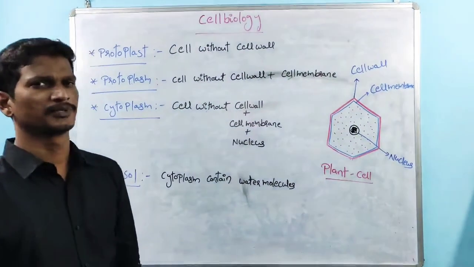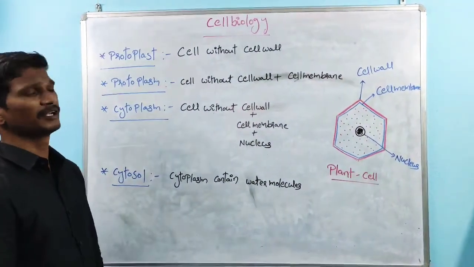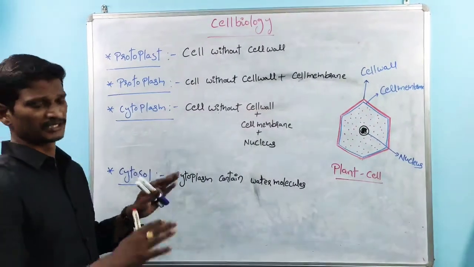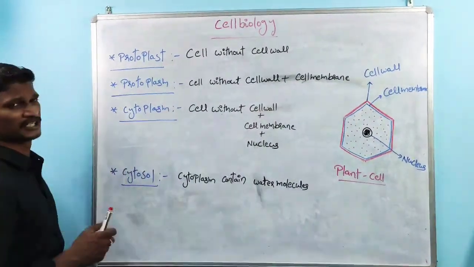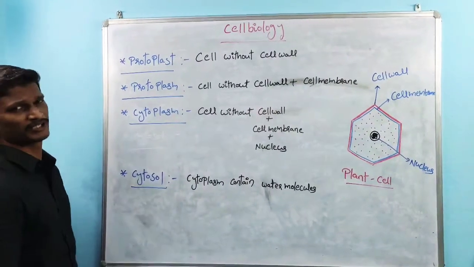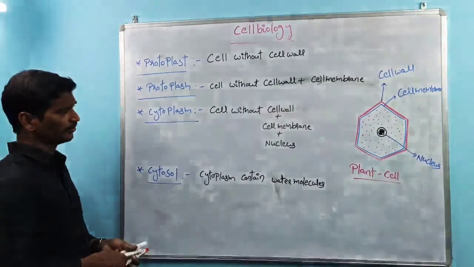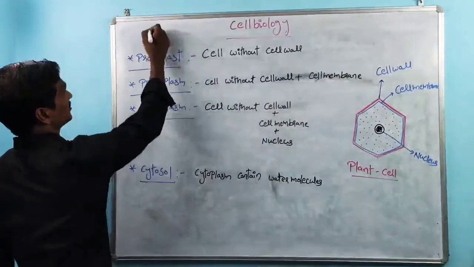After evolution of different types of cells, coming to the next one, cell biology. Within that cell biology, some of the important definitions are there. Very first one is protoplast. Before doing this one, we are already well known about cell.